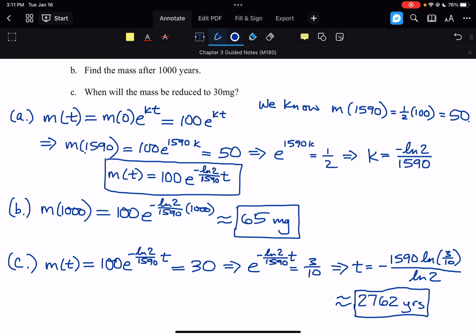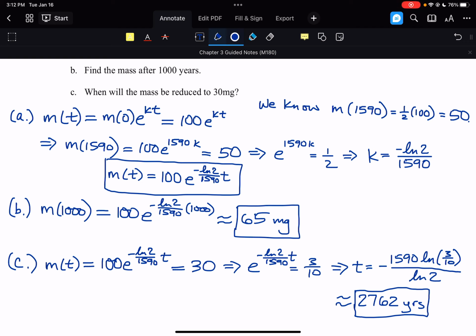So it takes 1,590 years to reach half, which is 50. In 1,000 years, it's down to 65. And by the time it gets down to 30, it's almost gone through 2 half-lives, right? It would get down to 50 and then down to 25, technically. So almost 2 half-lives. So 2,762 years to get resulting down to 30 milligrams.